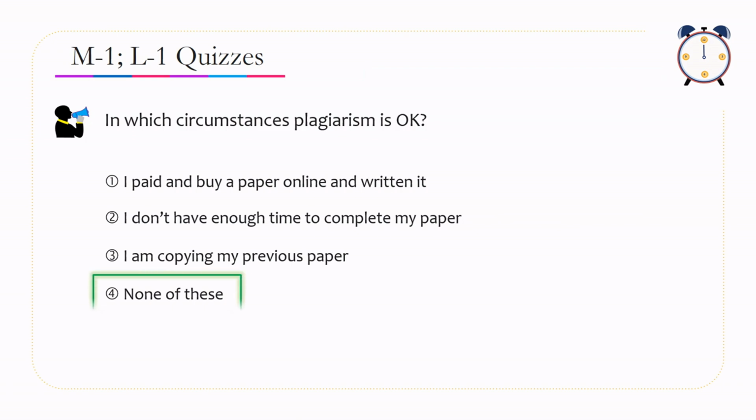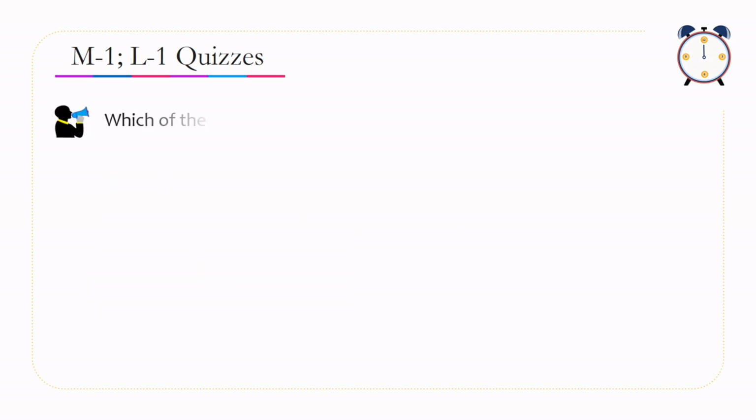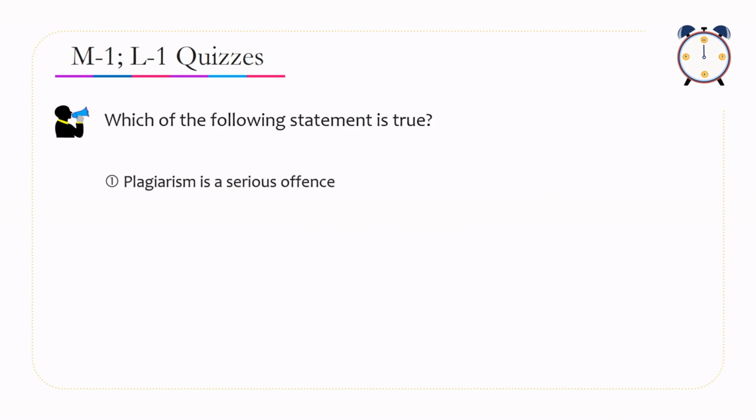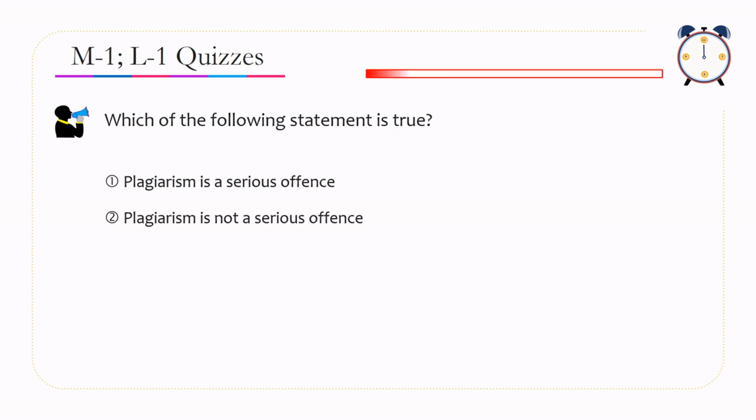Option 4 is correct because plagiarism in any form is unethical. Next question. Which of the following statements is true? The options are 1. Plagiarism is a serious offense. 2. Plagiarism is not a serious offense. Your time starts now. Which one is right?